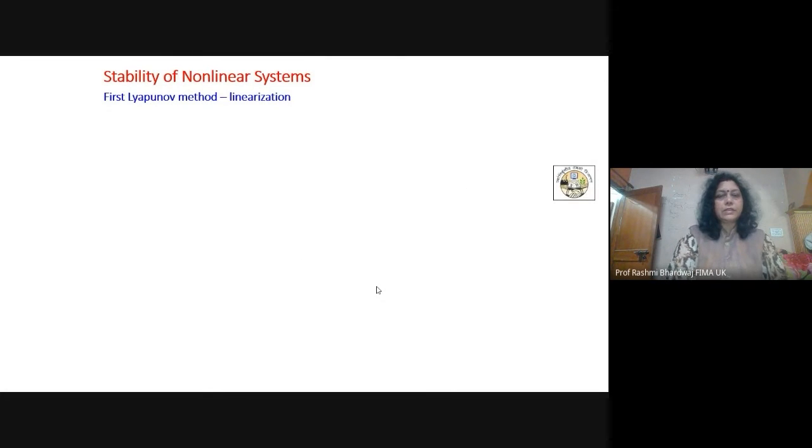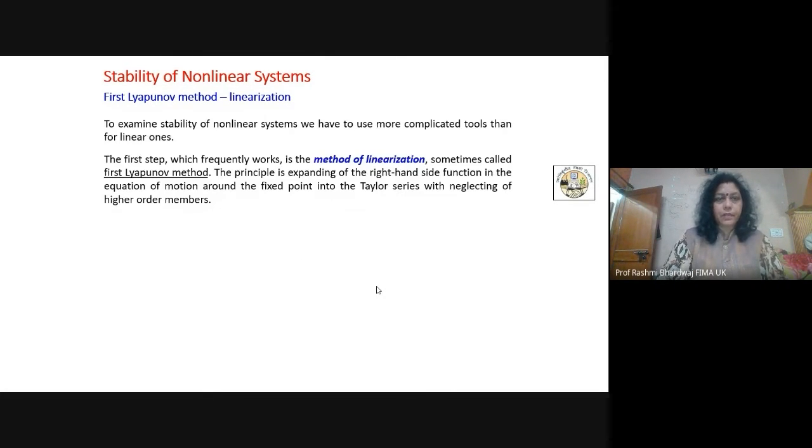Now we are discussing the stability of the nonlinear system. If we have to discuss nonlinear systems, then first the Lyapunov method, which is based on linearization. To examine the stability of a nonlinear system, we have to use more complicated tools than the linear ones. So for any nonlinear system, in the first step, we transform it by using the method of linearization, which is sometimes also called the first Lyapunov method.